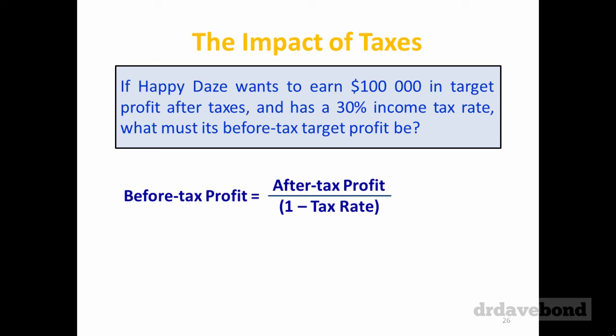Because your after-tax profit, basically what ends up happening is your before-tax profit, you get to keep a certain percentage of that. The government will take in income tax a certain percentage of that. In this case, it's a 30% income tax rate. So what we get to keep is 70%, or what the government keeps from that is 30%.